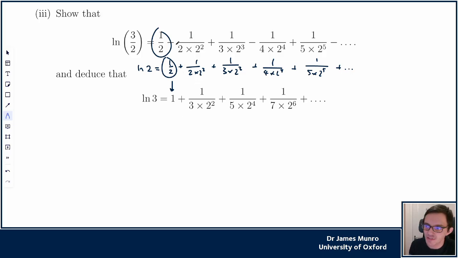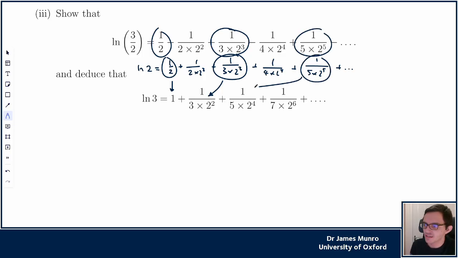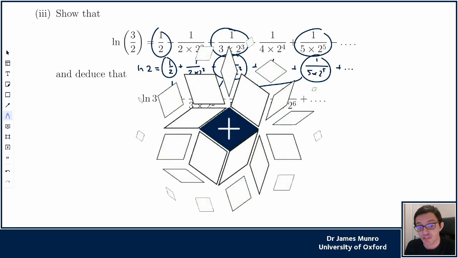These terms will cancel out because there's a negative sign and a plus sign, but then I'll get this 1 over 3 times 2 cubed, 1 over 3 times 2 cubed, that will be, if you add those together, 1 over 3 times 2 squared. The doubling means that you lose a factor of 2, and so on and so on. But these terms with odd numbers in are going to reinforce each other, and the terms with even numbers downstairs are going to cancel each other, to give us this expression for log 3.